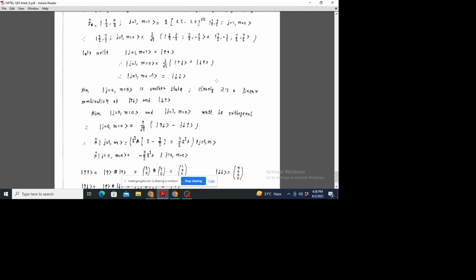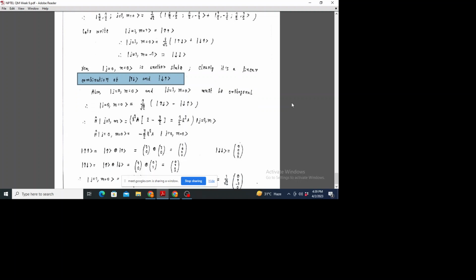Now since M equal to 0, SEZ plus SPZ should be 0. So their summation has to be 0. There is no other choice but to take a linear combination of these two states: one is electron up, positron down, and another is electron down, positron up. Only in these two states the total M is 0. So that means the J0 M0 state has to be a linear combination of these two states.